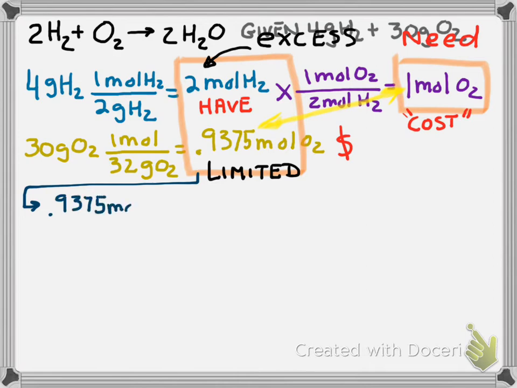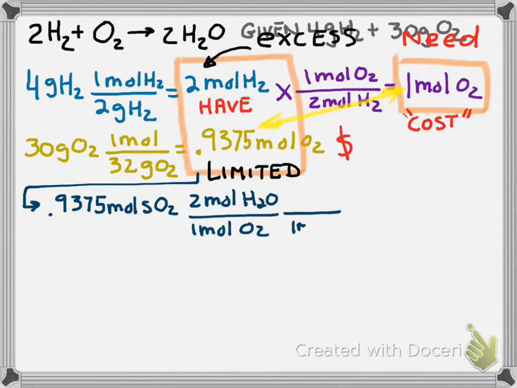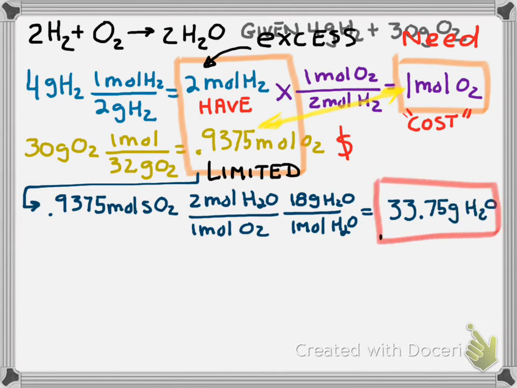The amount of product you will get is always determined by the thing that's in limited amount. So that's why we go through the bother to figure out which one is limited. From here we're going to continue on and figure out how much water can be produced in this reaction. We start out with 0.9375 moles of oxygen, the limiting reactant, and go through the same normal stoichiometry here. You can figure out how many grams of water should be produced in theory. That's called the theoretical yield.